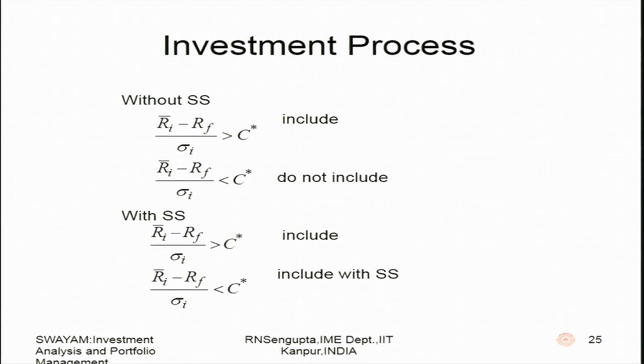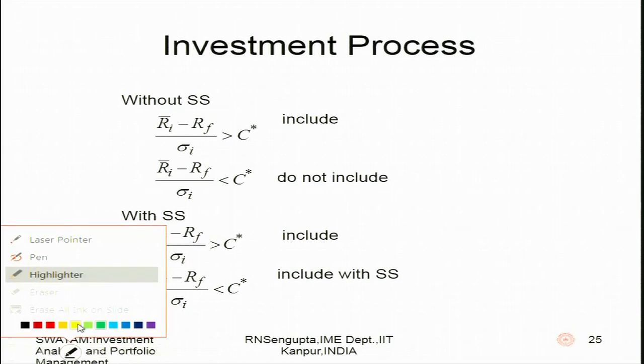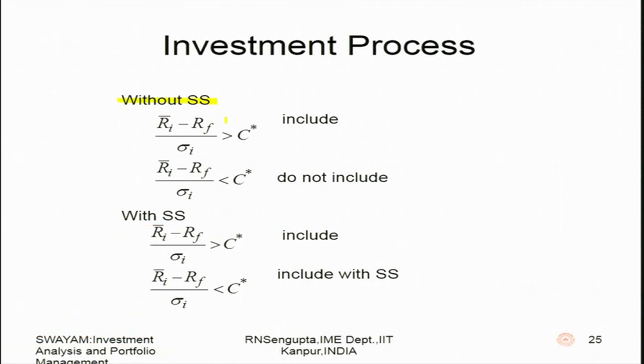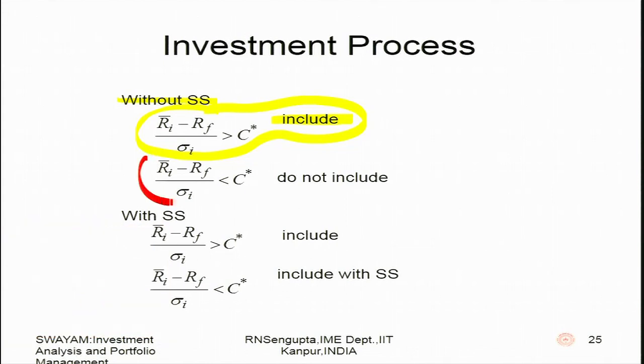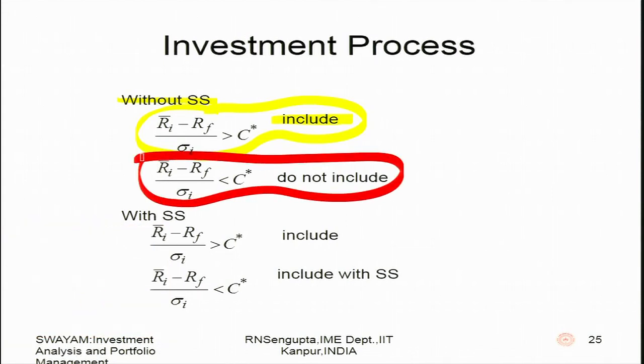Even though it is a repetition, please bear with me. For the case without short selling, you consider the excess return Ri minus Rf divided by sigma; if it is greater than C star, you include the asset. If Ri minus Rf divided by sigma is less than C star, you do not include it. That is without short selling.